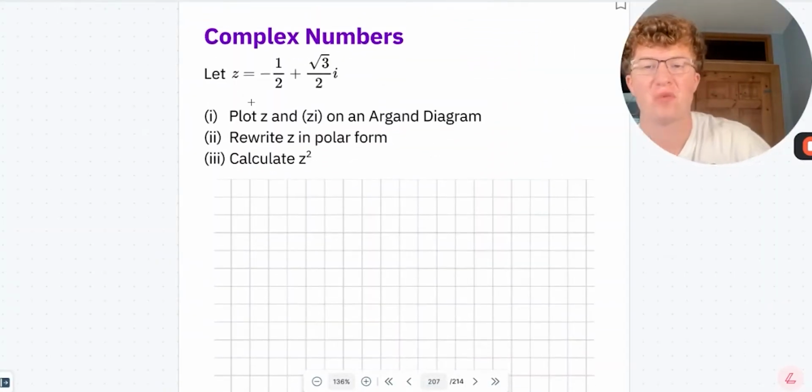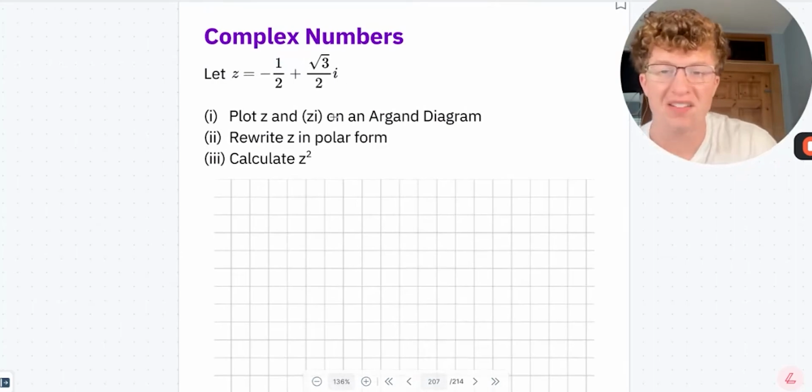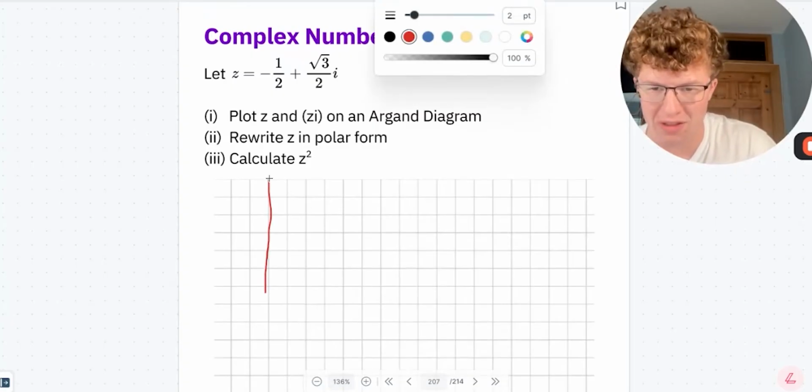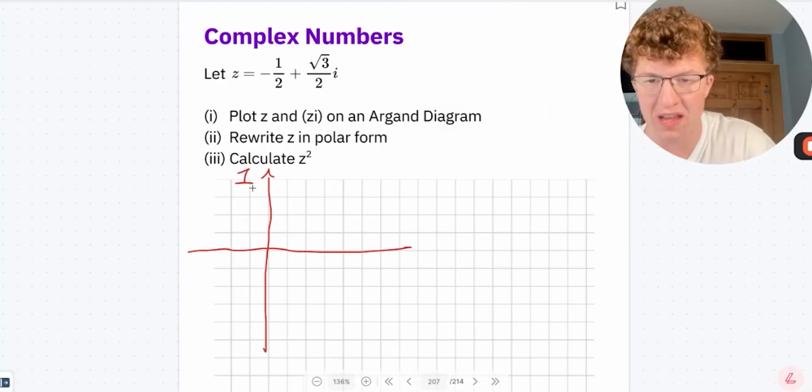So the last question here, we have z is equal to minus 1 plus root 3 over 2i. Plot z and z times i on an Argand diagram. An Argand diagram is literally just like a typical XY thing, but it's just we have the imaginary axis there and the real axis here.